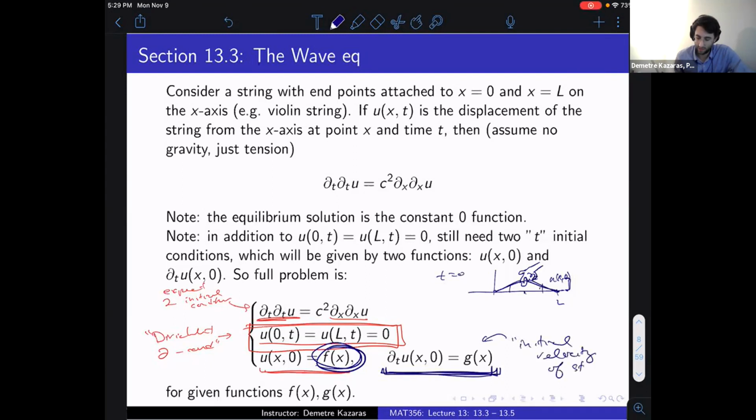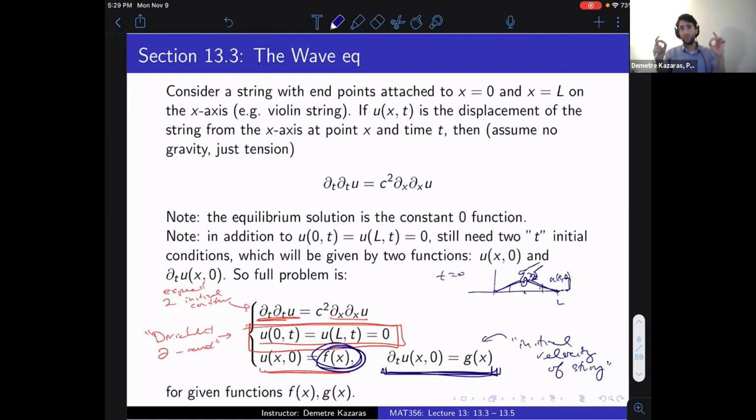Of this string. Because you could imagine the string being plucked up like this. You could be lowering it down and letting go, or you could be lifting it up and letting it go. Those would give you two different sounds, two different vibrations.